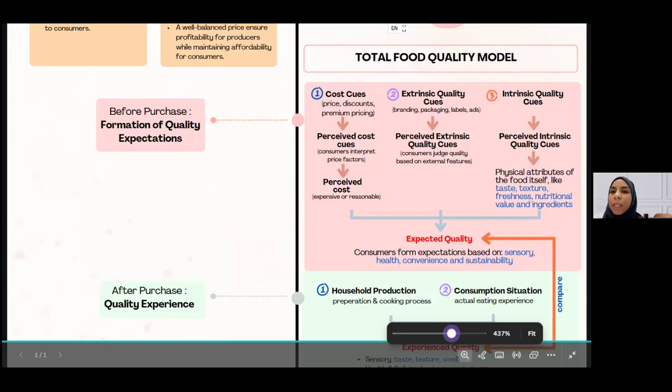The second factor is extrinsic quality cues, which include external product characteristics such as branding, packaging, labels, and advertisement. Perceived extrinsic quality cues refer to how consumers interpret these external signals to form an opinion on product quality. For example, a product with an eco-friendly label may be perceived as high quality, even if the taste is unknown.